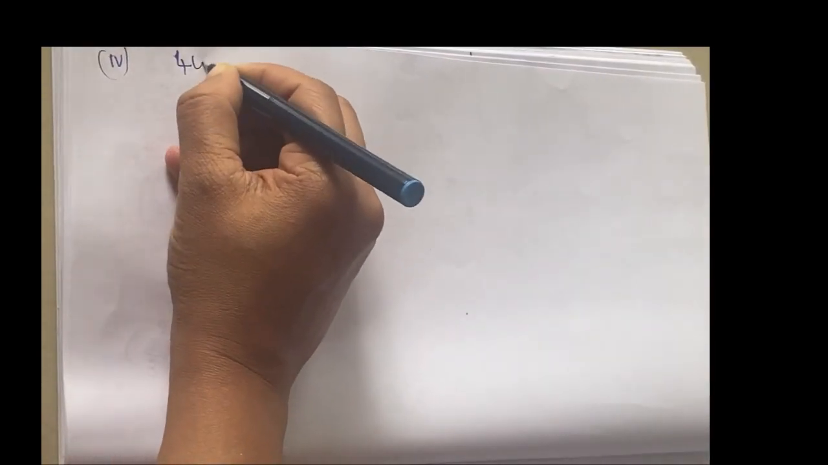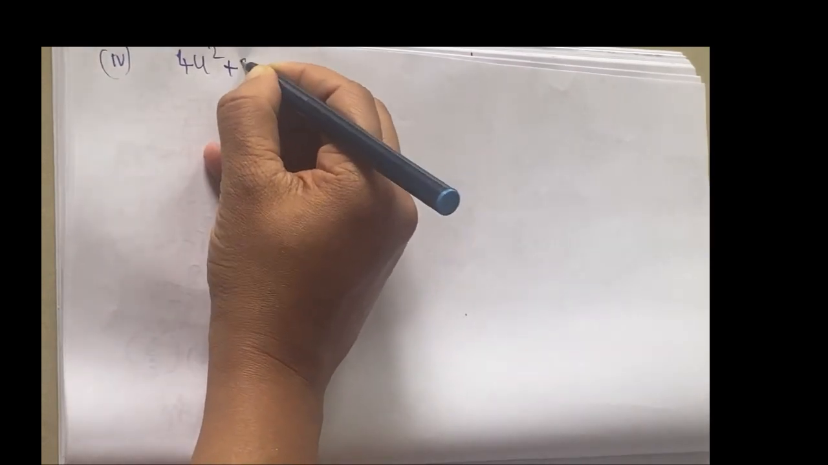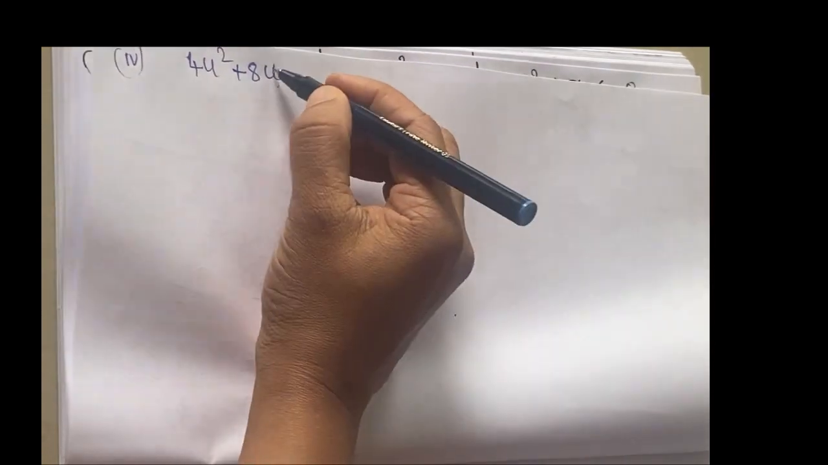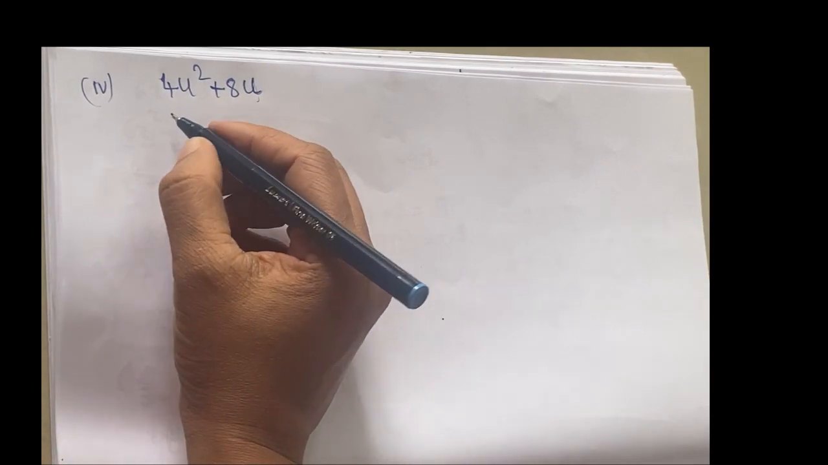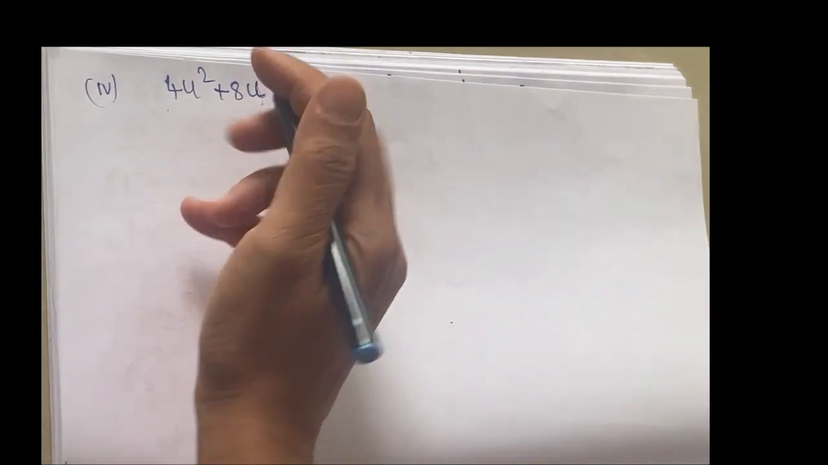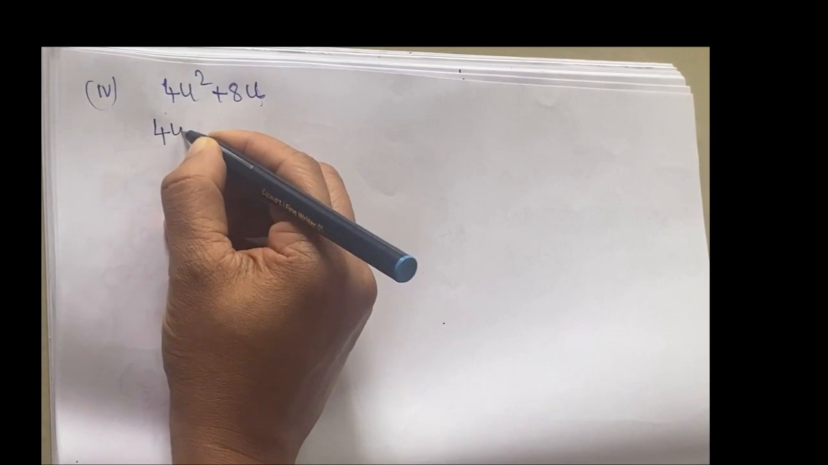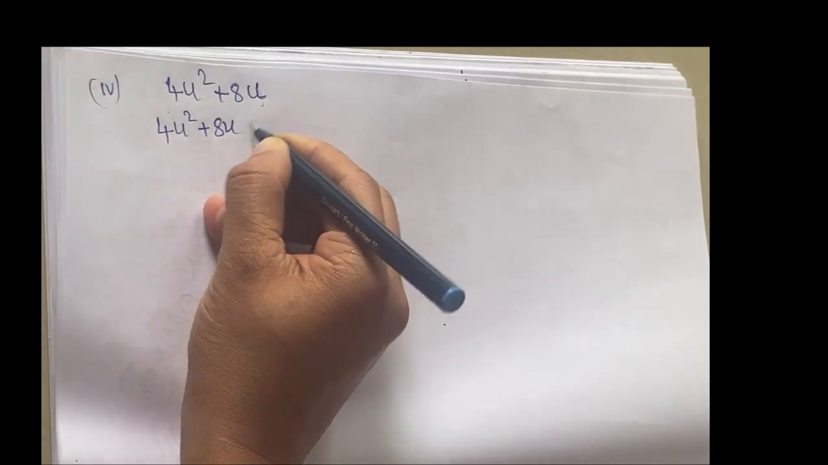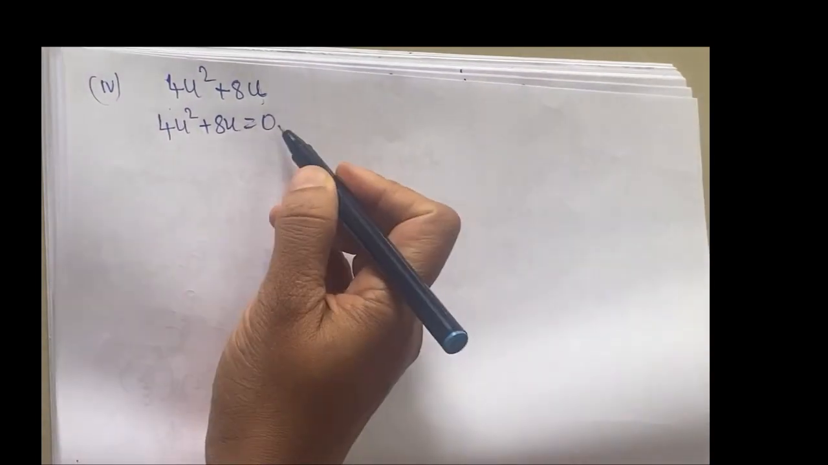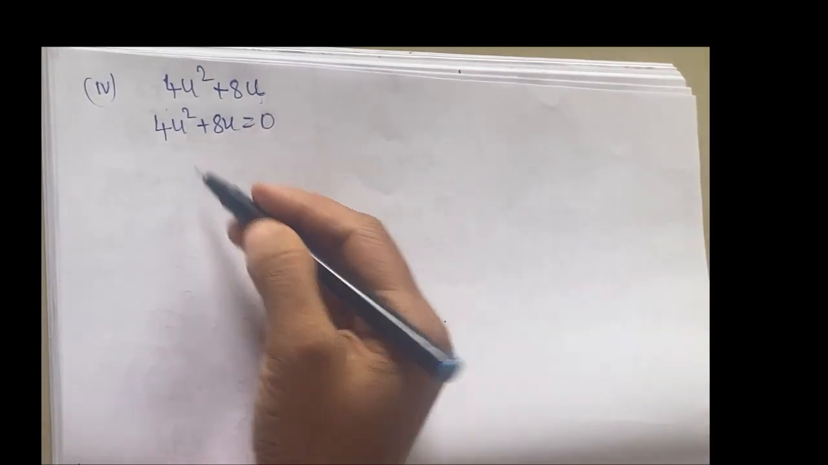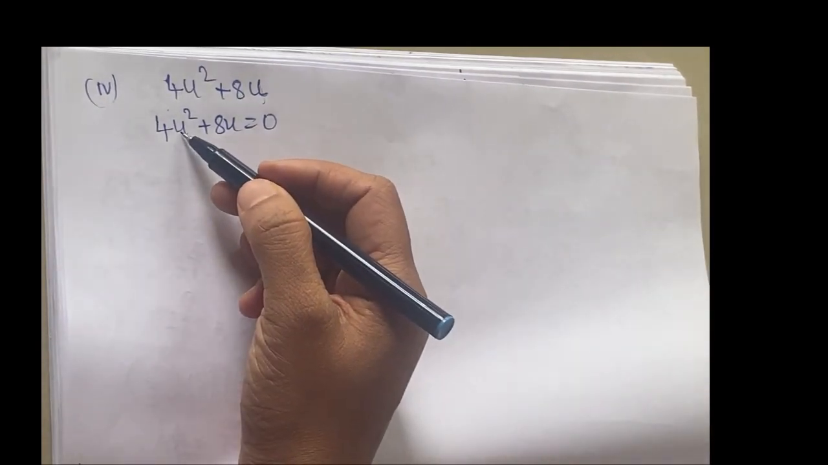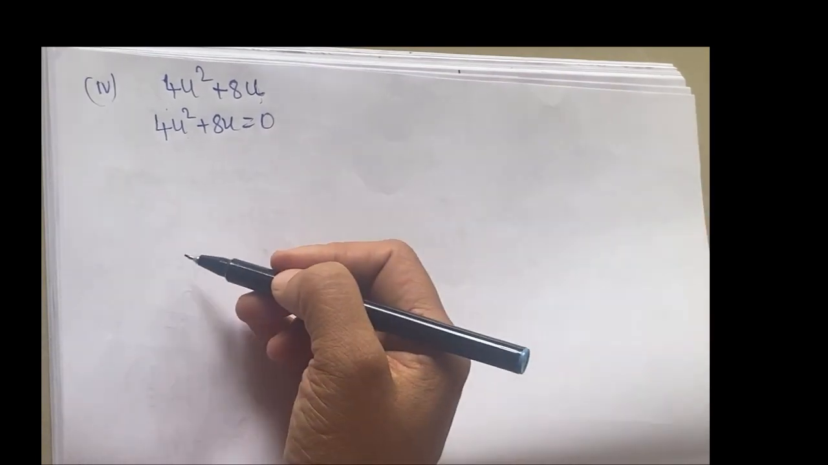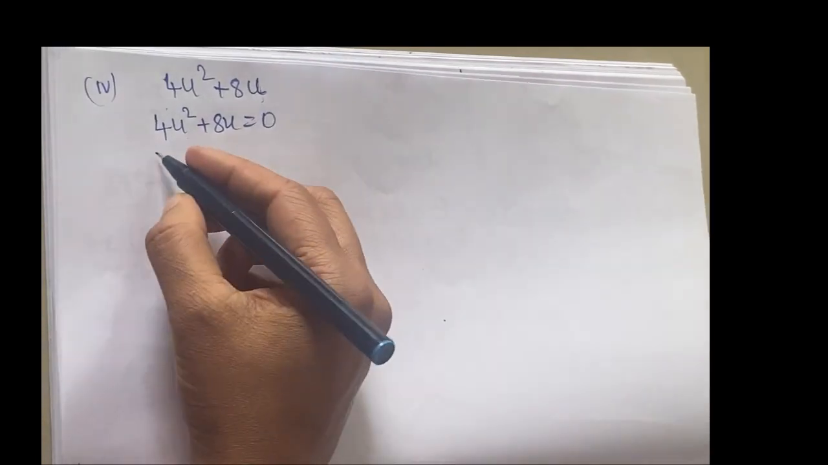The next problem is the fourth one. 4u square plus 8u. This is the polynomial. We need to find the zeros of this polynomial. First we need to take the given polynomial as equal to 0. Then when you solve this, you will get the values of u. That is nothing but the zeros of this polynomial.